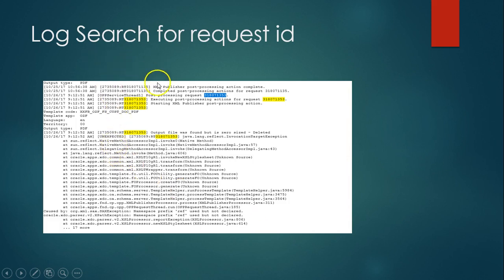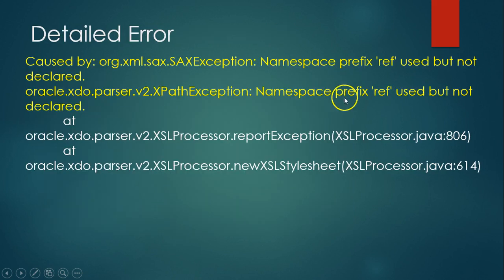Before you come into this session, make sure you have saved the request ID. So do a find on the request ID. It's going to take you to here. Basically, you would see a bunch of stuff. Then at the end you would see "prefix, name prefix ref is used and not declared." That's the key for identifying this issue.